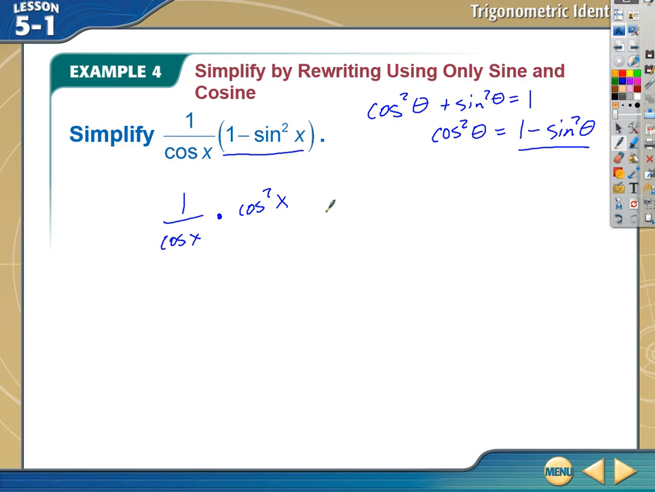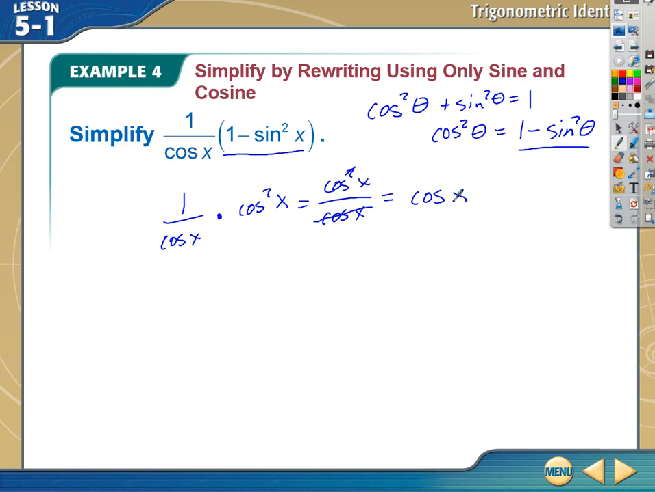This is one of the tricks you have to pick up after seeing it many times. If I've got 1 minus sine squared theta, that's a key to me. That's probably cosine squared. So now I simplify. 1 over cosine, so this becomes cosine squared x over cosine of x. This is like saying x squared over x. So I take out one of the cosines, and I'm left with cosine of x.